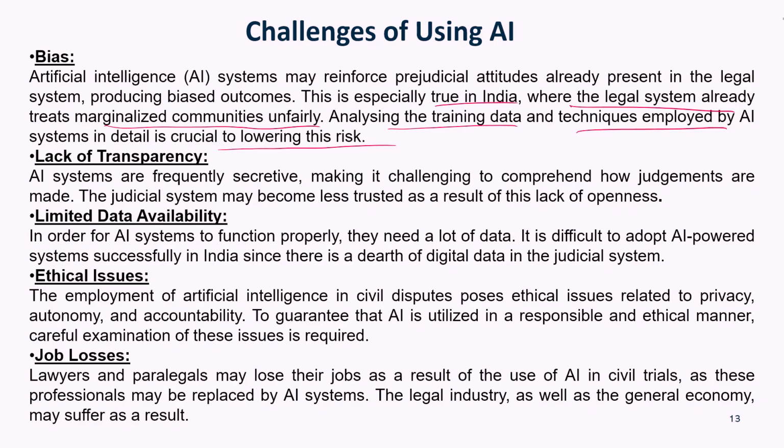Then AI systems are frequently secretive, and because of this there is no transparency, making it challenging to comprehend how judgments are made. The judicial system may become less trusted as a result of this lack of openness. Well, transparency is a key feature, because law predominantly runs on transparency, or the justice delivery system runs on transparency.